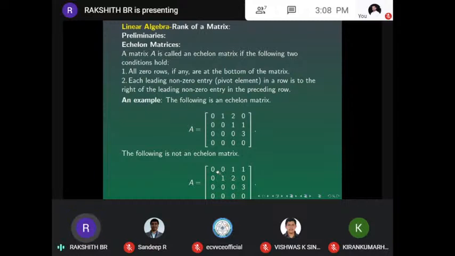In the first row, the leading non-zero entry is at the third position, whereas in the second row, the leading non-zero entry is at the second position. So this is not allowed. Therefore, we can say that this matrix A is not an echelon matrix, or it is not in echelon form. This definition is very useful because every matrix can be put into echelon form, and therefore you can find out what its type is. I hope you got the definition of an echelon matrix.